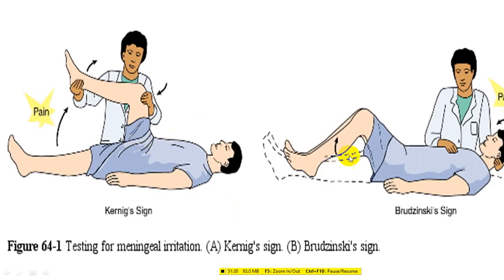Kernig's sign and Brudzinski's sign are useful for demonstrating irritation of the meninges, and we call them meningeal signs. They will be present in meningeal irritation like subarachnoid hemorrhage, meningitis, encephalitis, and among meningitis, bacterial and viral. Sometimes they are also present in meningism, which is because of an inflammatory response and irritation of the meninges.